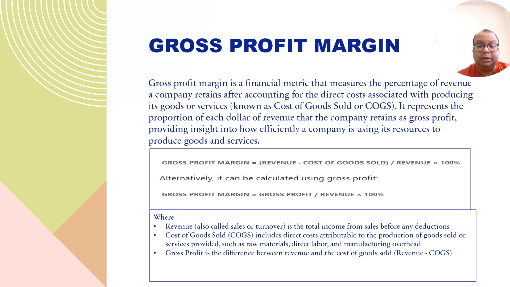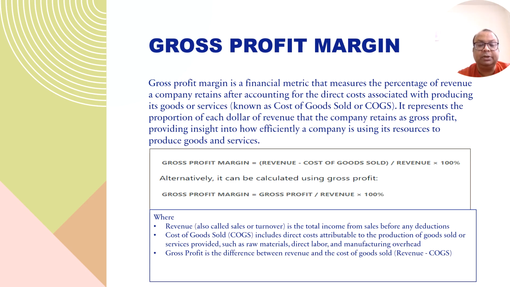The gross profit margin ratio shows the percentage of revenue left after subtracting the cost of goods sold. It measures how efficiently a company produces and sells its products.